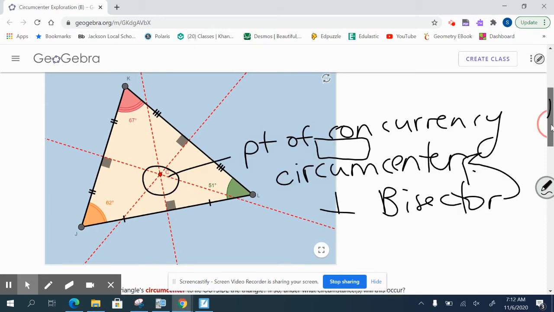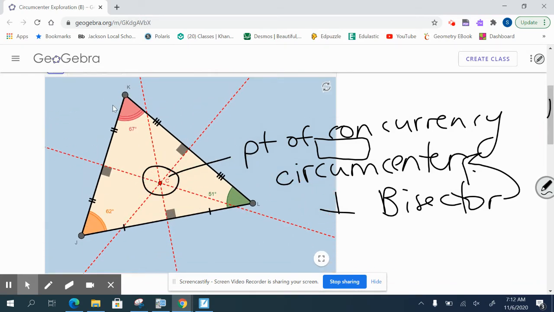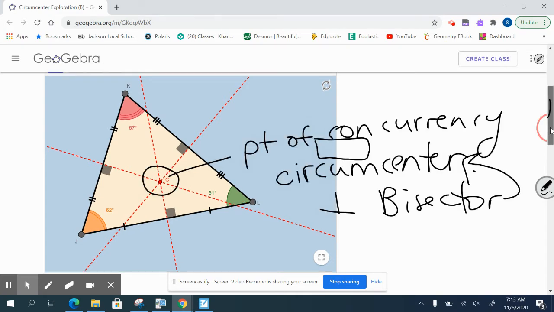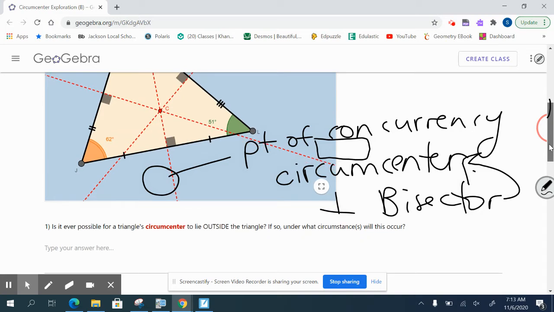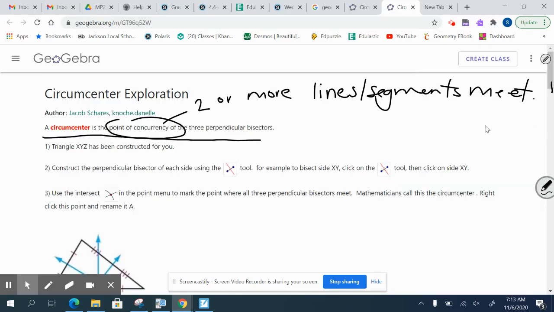A couple things to note here after you've written this down. Please make sure you draw a triangle in your notes, draw perpendicular bisectors for it, maybe using a ruler or a protractor, and then note the point of concurrency, the circumcenter. Make sure you're labeling and taking good notes. Is it ever possible for a triangle's circumcenter to lie outside of the triangle? I'm reading question 1 below. Would it be possible for point C to be outside of the triangle? What do you think? If so, under what circumstances?